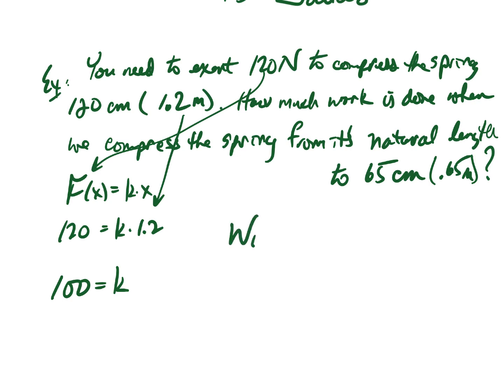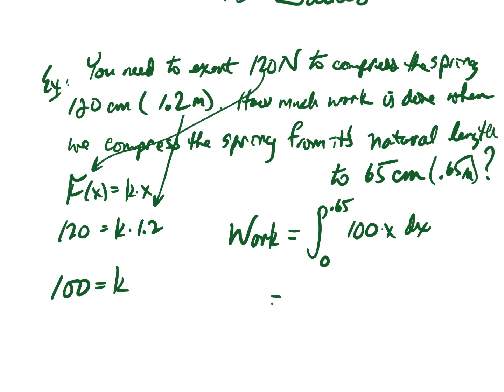And then the work done, to answer the question, is going to be the definite integral from its natural length. So we haven't moved it anywhere. It was at its natural length. It hadn't moved. And then we're going to move it 0.65 meters. Okay? So we just need the spring constant, which we just found, multiplied by x dx. All right, and that would be the complete setup.